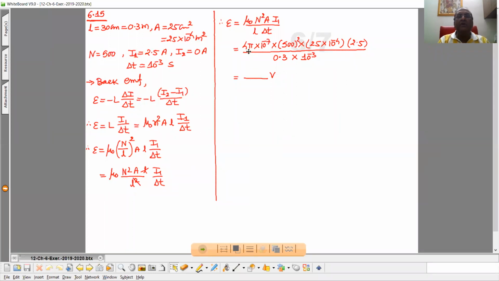Now mu 0, 4 pi into 10 raised to minus 7, total number of turns 500 square of it. Area, that is 25 into 10 raised to minus 4. Current I1, that is 2.5. Length, that is 0.3. And time, that is 10 raised to minus 3. And you will get the answer. Clear to all of you? Any doubt in this one?